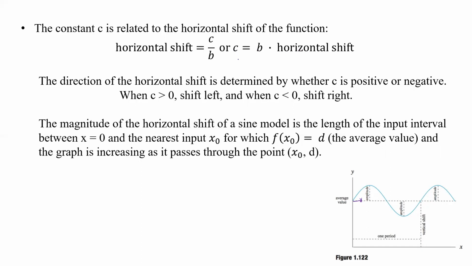Okay. Now the direction of the horizontal shift is determined by whether c is positive or negative. When c is greater than 0, again, you're going to shift left, and if it's less than 0, shift right. So a lot of times we'll see a negative, and we'll have a negative c value.